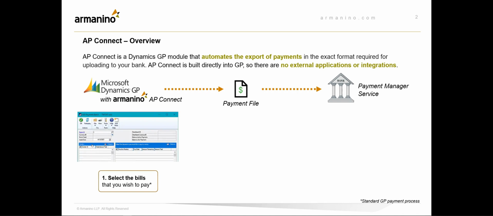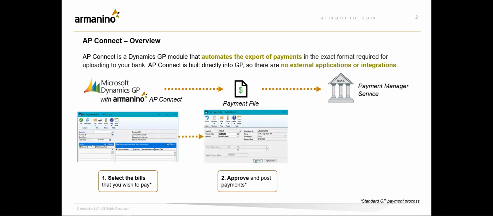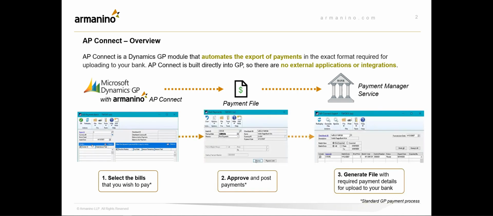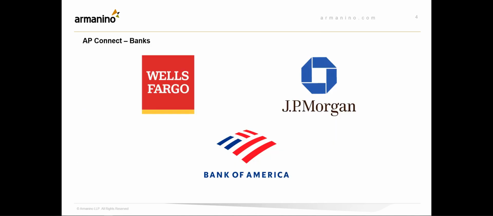First, select the bills you wish to pay. Next, approve and post those payments. And lastly, generate the file that contains all the necessary payment details to then be uploaded to your bank. AP Connect currently has the capability to work with Wells Fargo, JP Morgan Chase, and Bank of America. If you use a different financial institution, chances are we can update AP Connect to meet your needs.